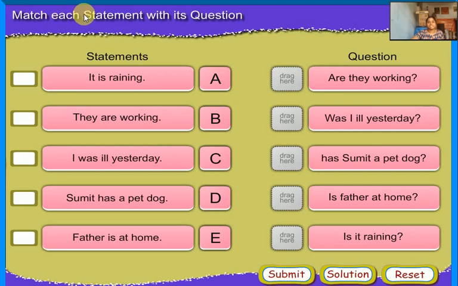Match each statement with its question. It is raining. Is it raining? They are working. Are they working? I was ill yesterday. Was I ill yesterday? Sumit has a pet dog. Has Sumit a pet dog? Father is at home. Is father at home?